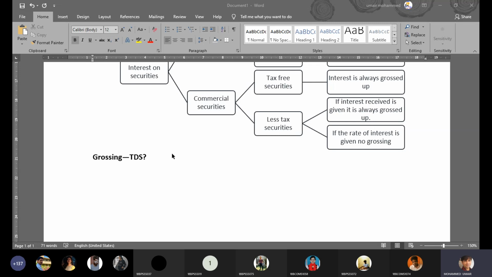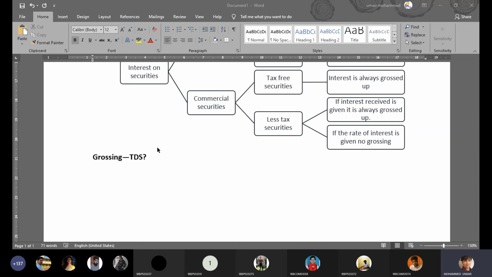So in order to address this issue, the government has made it mandatory that for certain types of income, the responsibility of payment of tax is not on the person who is earning the income, but rather on the person who is giving the income.